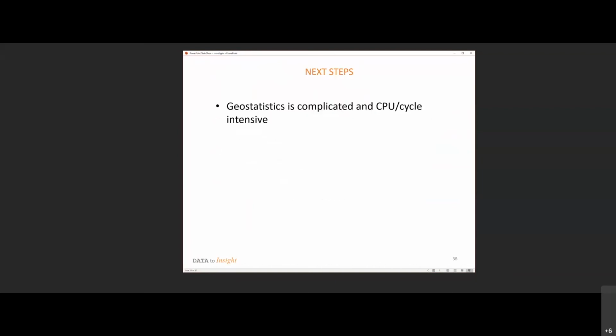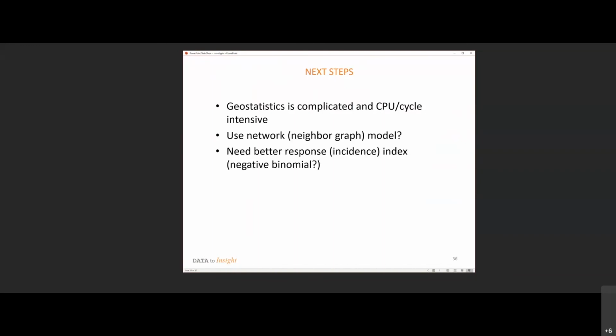What's my next step? Well, to do a much more sophisticated job of analyzing the geostatistics: kriging, variograms, neighbor analysis, and so forth. I really want to do a graph analysis of the pattern of the counties. What counties are next to one another, and does that propinquity have anything to do with anything? I think I need a better incidence index. The log to the base 10 of incidence is a little crude. I've gotten some ideas. Maybe the negative binomial would be good.